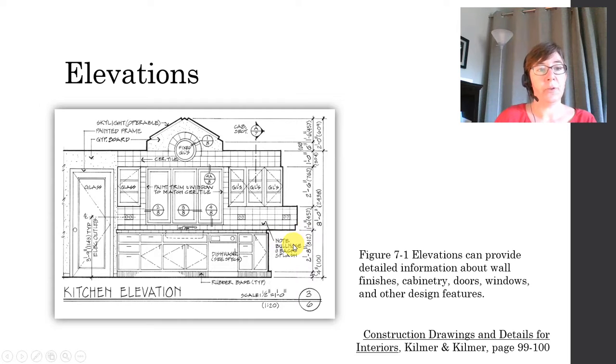So we're also showing, let's see, some other finishes. Here's a rubber base, bullnose at backsplash, painted frame of this door, the glass in that door. All of these details really only exist in the vertical plane, and so you can't effectively convey that information with a floor plan.